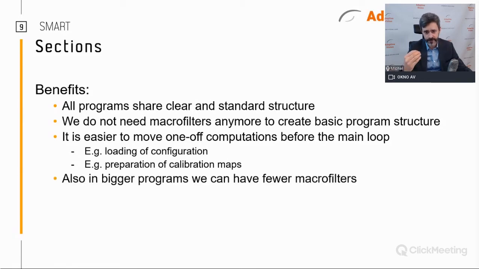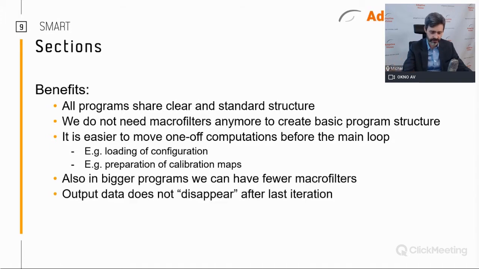And in general, this leads to programs which have fewer macro filters, so you do not need to jump between different contexts. And the last thing, output data do not disappear. In some applications, some of you reported that when you have a loop and this loop finishes, there was a problem in 4.12 that after the last iteration, the output data disappeared somehow because the iteration finished.